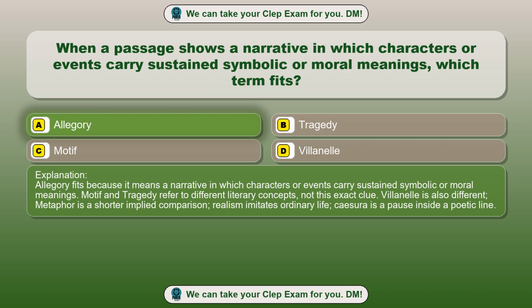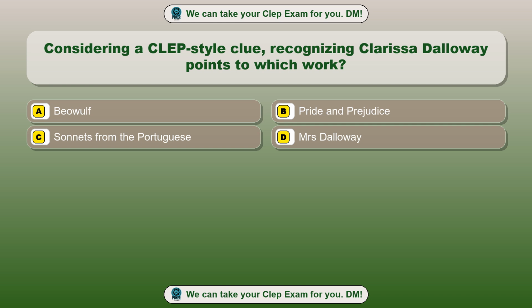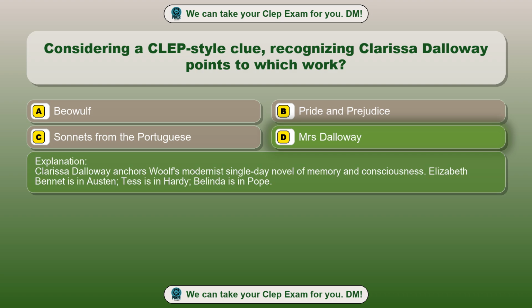Question 21. Considering a CLEP-style clue, recognizing Clarissa Dalloway points to which work? Option A. Beowulf. Option B. Pride and Prejudice. Option C. Sonnets from the Portuguese. Option D. Mrs. Dalloway. The correct answer is option D. Mrs. Dalloway. Clarissa Dalloway anchors Woolf's modernist single-day novel of memory and consciousness. Elizabeth Bennet is in Austen, Tess is in Hardy, Belinda is in Pope.